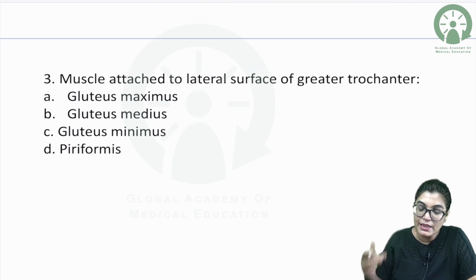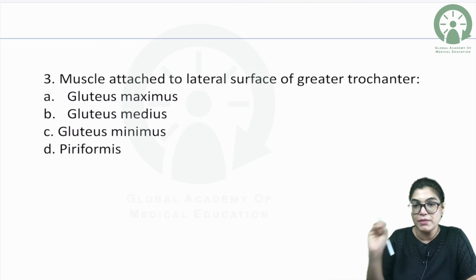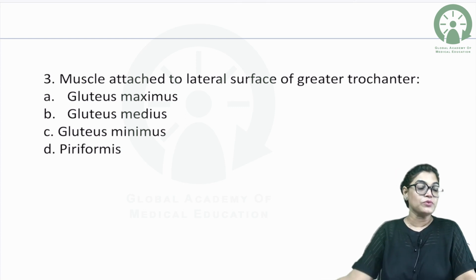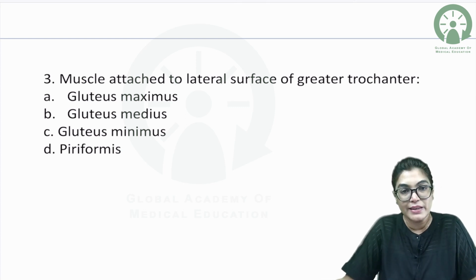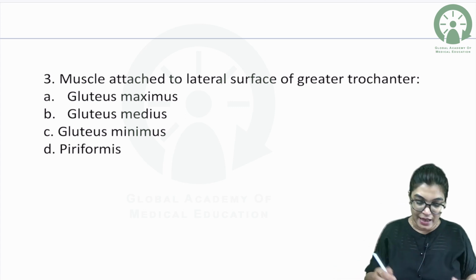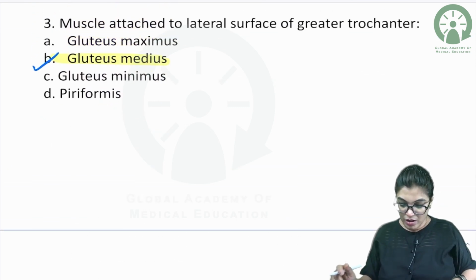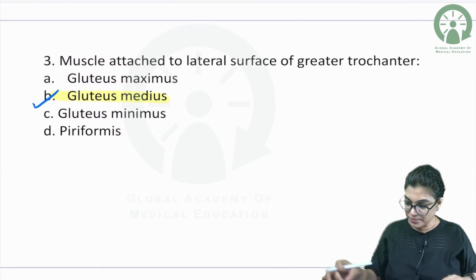Now, muscle attached to the lateral aspect of greater trochanter. Actually, too many muscles attach on greater trochanter. I will give you the list of the muscles being attached onto the greater trochanter. So, which is attached onto the lateral aspect of greater trochanter? The correct answer is gluteus medius. So, all of you, please write down this.